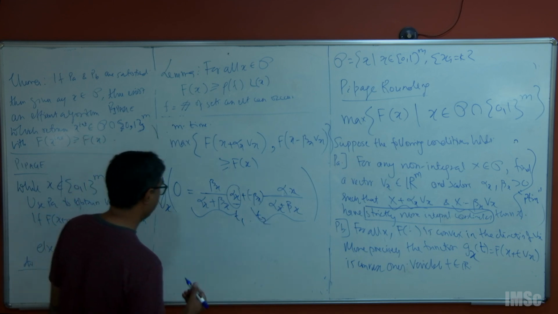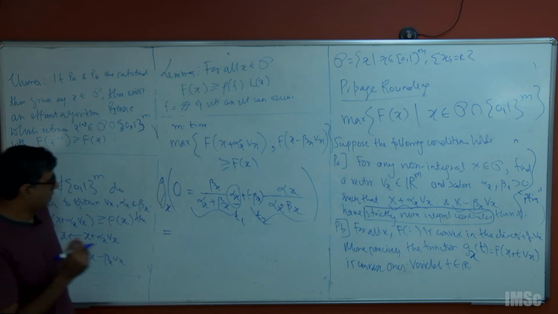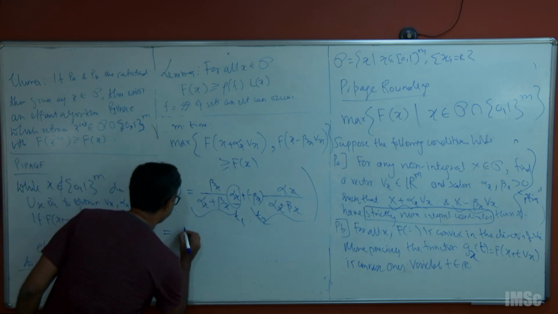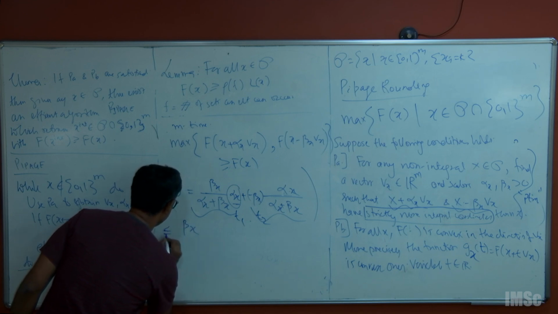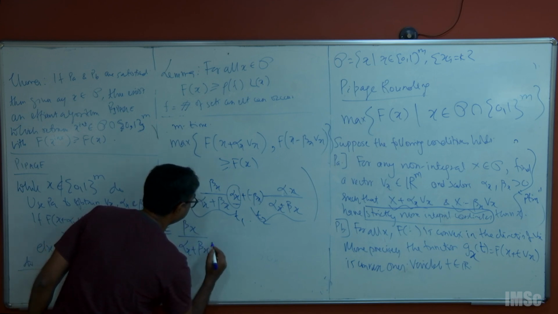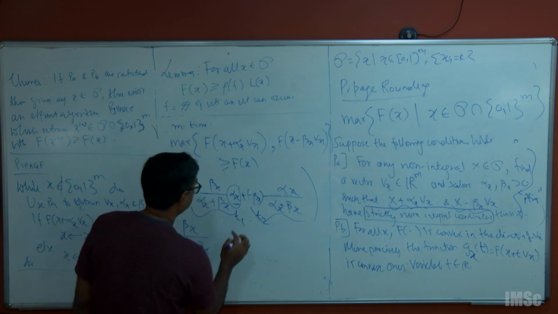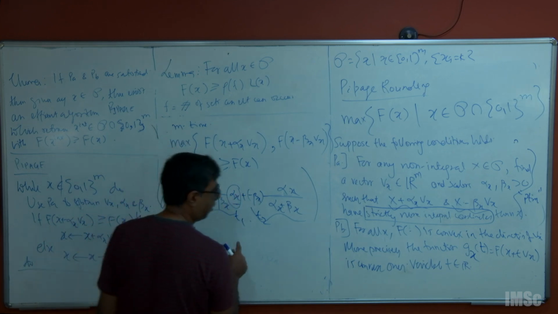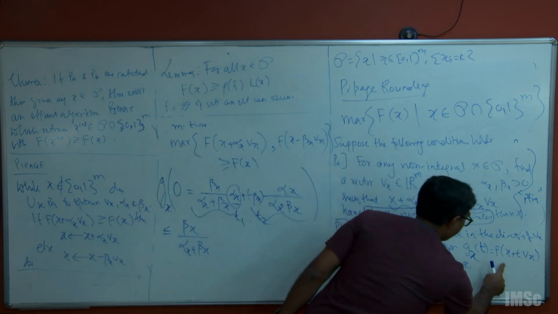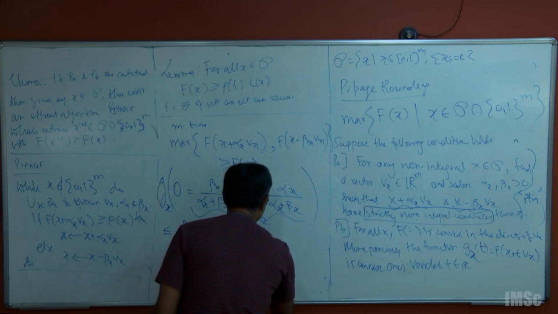Okay, so now what will I get from here? So if my understanding is correct, this will come out. This is less than or equal to beta x by alpha x plus beta x times g of x of alpha x, which is f of x plus alpha x times vx.